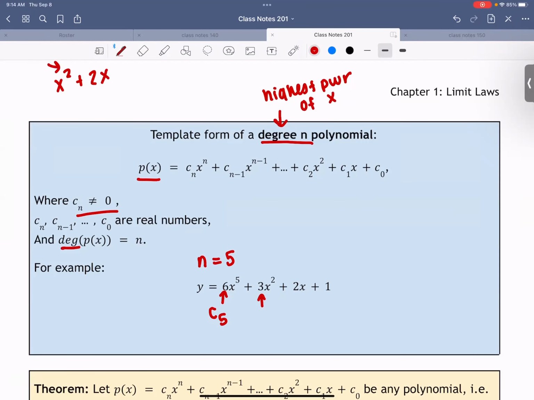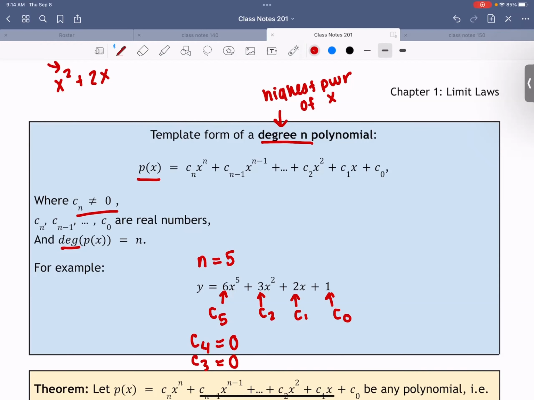Okay, let's talk about what C4 is. What's C4 here? 0, right? There's no x to the 4th, so C4 is technically 0. C3 is definitely 0 because there's no x cubed. And then C2 would be 3. C1 would be 2. And C0 would be 1.